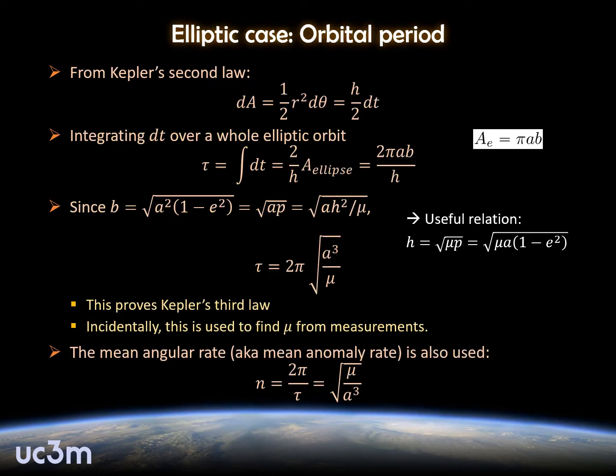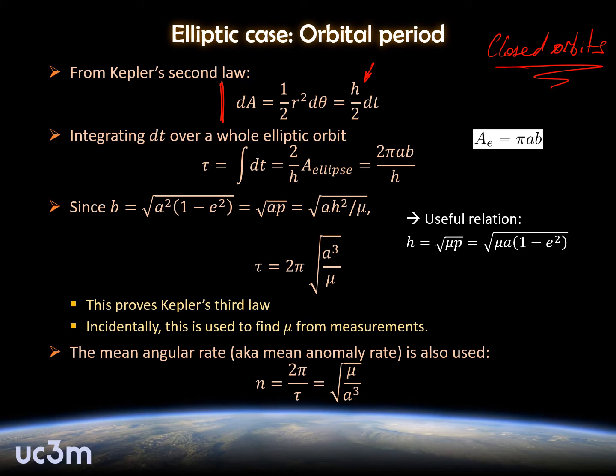Elliptic orbits are the only closed orbits that we have in the two-body problem. So associated to them, it is possible to find an expression for the period of the orbit. In order to compute this expression, we are going to use the result that we found the previous day, which relates the area rate that the radius vector sweeps over time with the angular momentum magnitude.